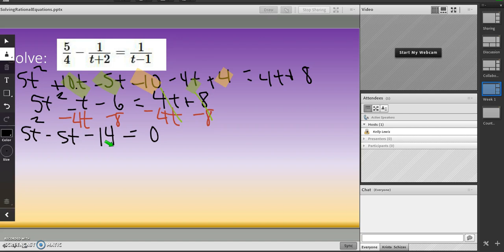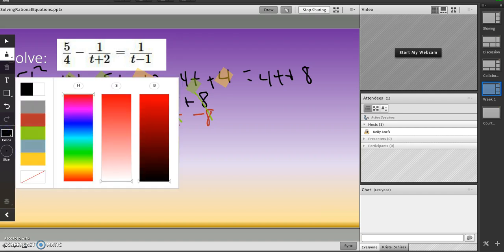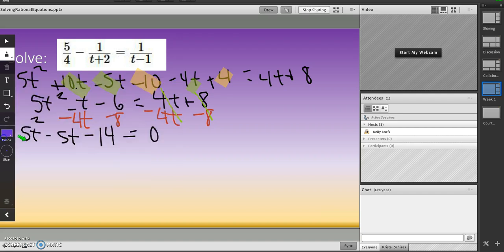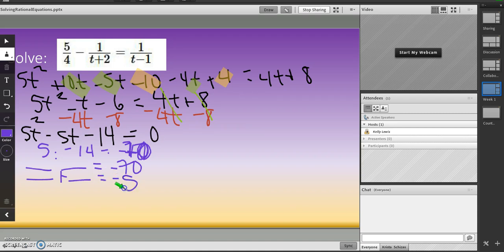And so we're going to have to factor that. This one's kind of hard to factor because there's a number in front of the squared term. In order to do that, let me change colors. We're going to do 5 times negative 14. I don't know what that is. I need a calculator. Negative 70. That's a 70. All right. So we need to figure out what multiplies to give us negative 70 and adds to give us negative 5.